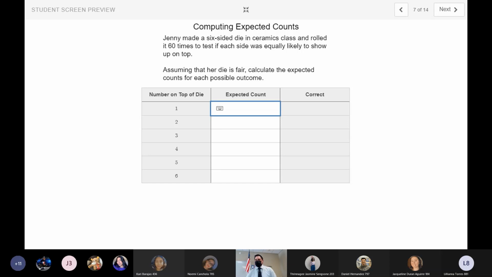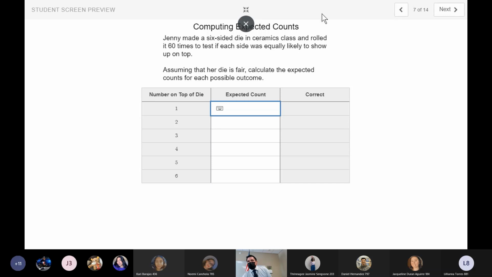Okay, so we're all saying in the chat 60 times. What do you mean by 60 times? So I know we rolled the dice 60 times. There we go. Right, so we rolled the dice 60 times, and then Brian has in here that it's equally likely. Yes, that's what we're looking for.